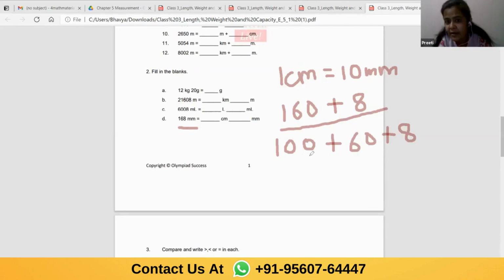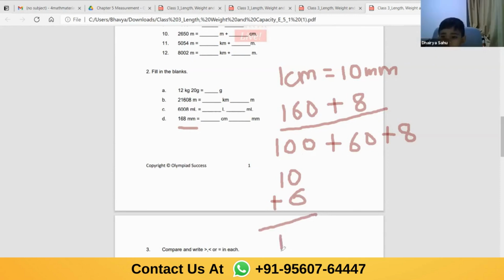Now 100 mm will make how many centimeters? Ma'am, 10. And 60 mm will make 6 more. Very good. So it is 16 centimeters and 8 millimeters. Exactly what we were doing. And ma'am, this was easy. Yes, we always go for multiples of tens, hundreds, thousands, because that way we know how to do conversion easily.